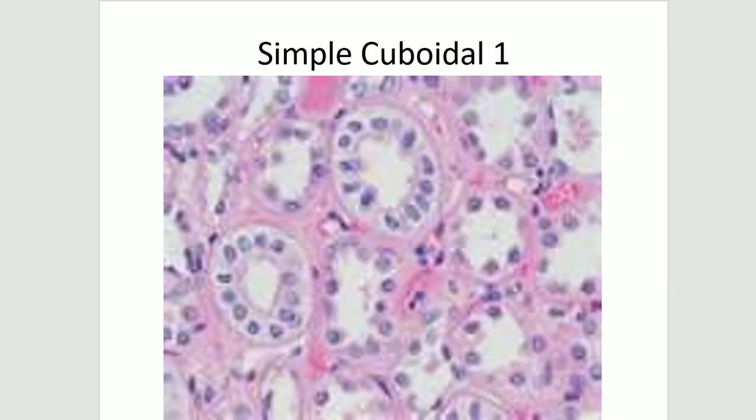And we have cuboidal. So again, this is a tubule, right? So that's one single layer of cells. So that's cell, cell, cell, cell, and so on. That's a tubule, and that's a hollow middle. So single layer, hollow middle.